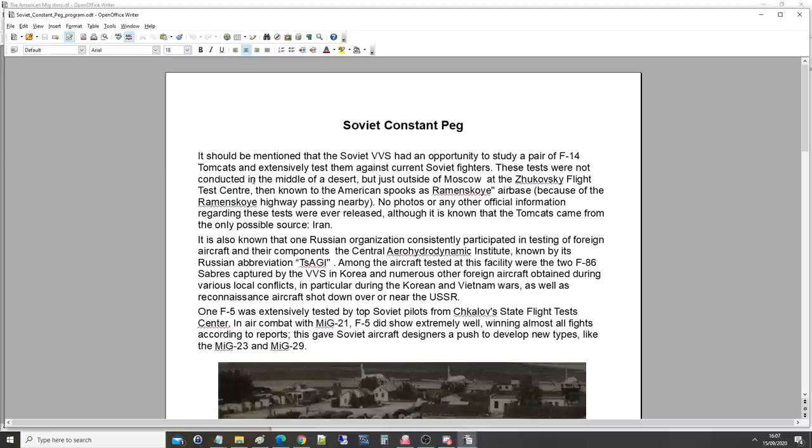These tests were not conducted in the middle of the desert, but just outside of Moscow, at the Tukhovsky Flight Test Center, then known to the American spooks as Ramenskoye Air Base, because of the Ramenskoye Highway passing nearby. No photos or any other official information regarding these tests were ever released, although it is known that the Tomcats came from the only possible source, Iran.